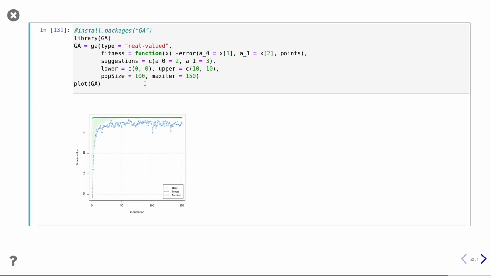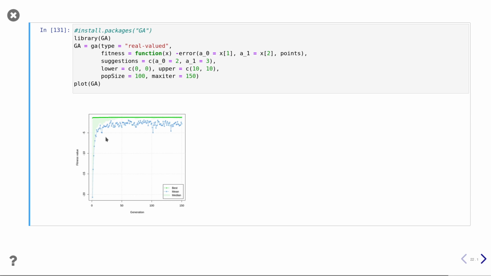And that's it. Plot GA just plots. So this shows you the fitness value. Okay, so minus this is the error. It shows you the fitness value. So the green curve is the best fitness value obtained. The blue is the mean here that you see. And the shaded region is where the median is.